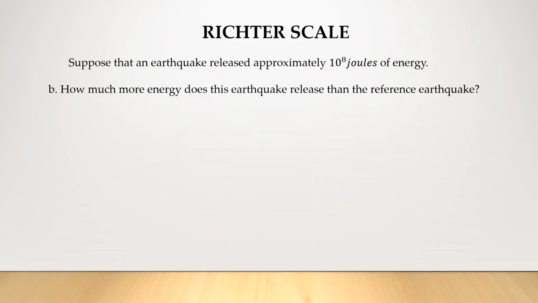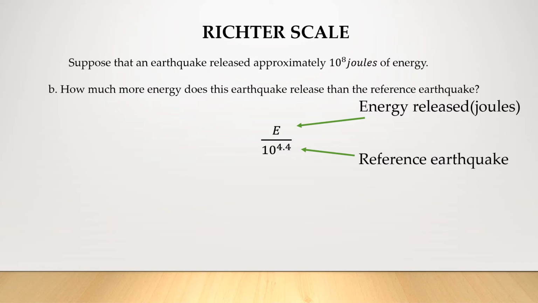Next question, how much more energy does this earthquake release than the reference earthquake? So, ang gagawin lamang po natin is yung ating E over 10 raised to 4.4, or yung ating energy released over the reference earthquake. So, minaminus lang naman natin sa law of exponent kapag division. Ang ginagawa lang, minaminus natin ang exponent. Therefore, we have 10 raised to 8 minus 4.4. And that is 10 raised to 3.6.